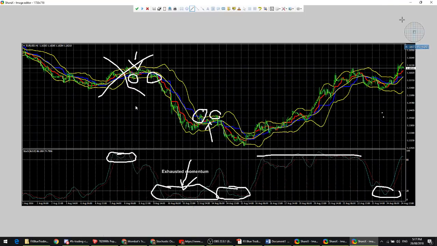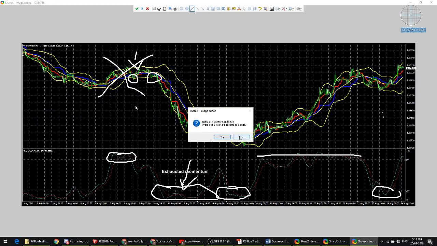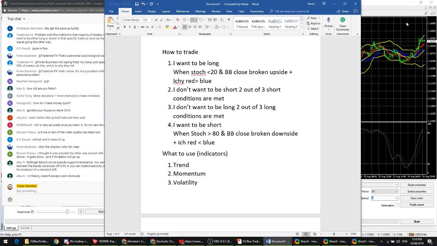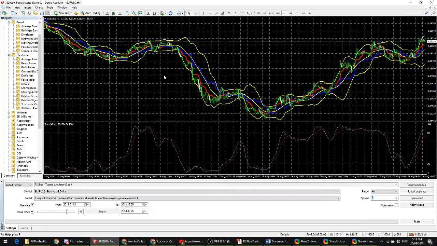We enter. Come back here because it might be easy to see. So we enter when the stochastic has gone above 80 and is now falling, the red is below the blue, and the Bollinger Band is broken. We exit when 2 out of those 3 things occur in the opposite. So we've got stochastic below 20, that's one of them, and then we've got broken to the upside of the Bollinger Band.